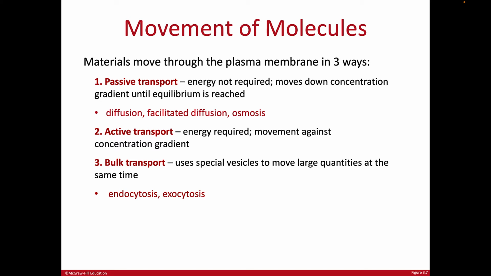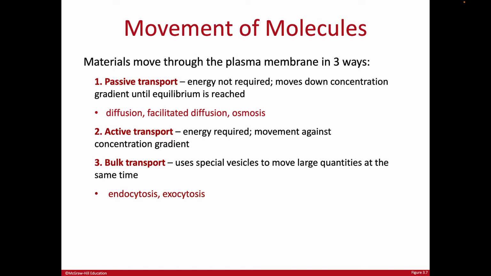This means that concentration on one side of the membrane is higher than the other side, and so that is stored energy when it's a difference in the concentration. And it uses that stored energy to do the movement rather than external energy. And it moves until equilibrium is reached. There are 3 types of passive transport: diffusion or simple diffusion, facilitated diffusion, and osmosis.